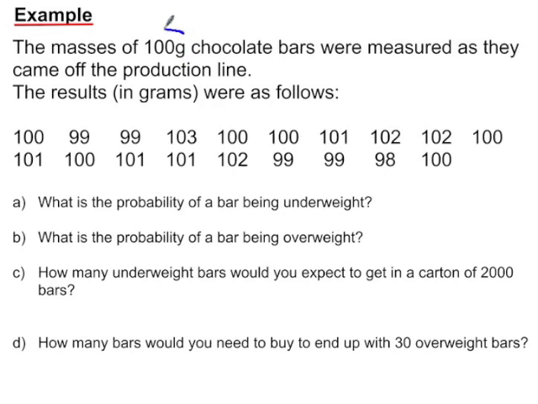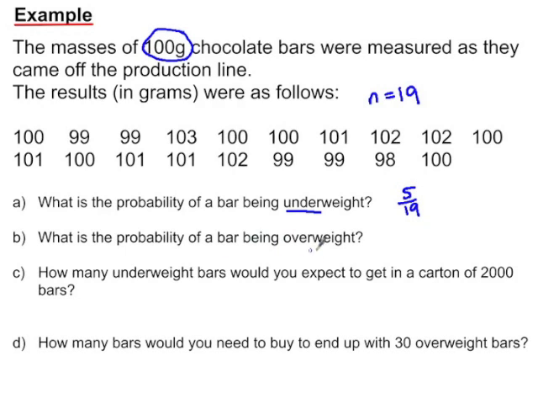The masses of 100-gram chocolate bars are measured as they come off the production line, and the results are as follows. So if you count up the number of chocolate bars here, we have 19 chocolate bars. N is 19. This is the number of trials. The probability of a bar being underweight means it's less than the advertised 100 grams. And there are 5 of these. So this is described as the favourable outcome. In the case of a chocolate bar, it's not really favourable if you're getting less chocolate, but it's the outcome we're interested in for this question. So that's 5 out of 19.